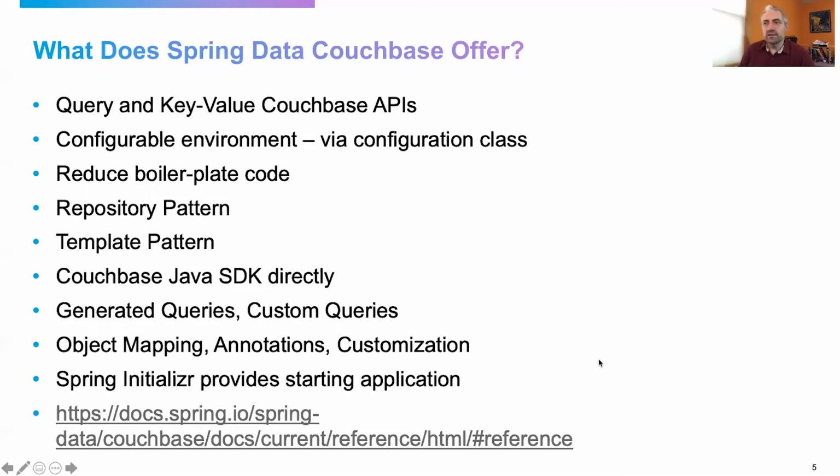In case there's something that you don't find supported in the template or repository or anything else in Spring Data Couchbase, you can just go right to the Java SDK. You can have generated queries based on the method names, or custom queries that you write yourself where you just provide the string for the query. There are object mapping annotations for customization. There is a Spring Initializer application to help you get started, and just below there, that's the link to it.